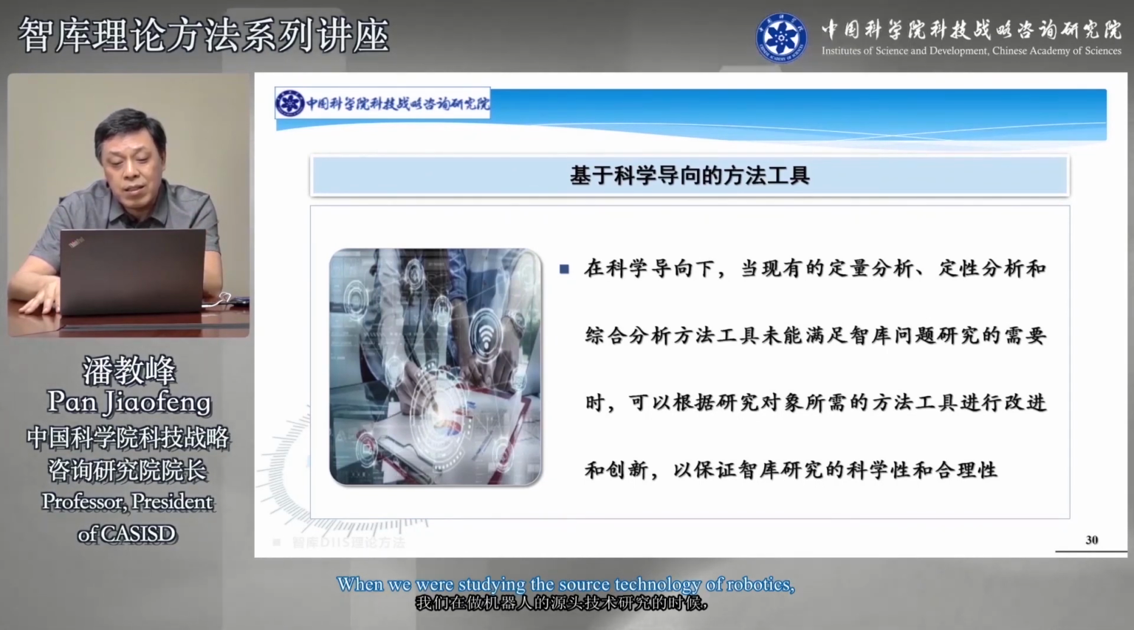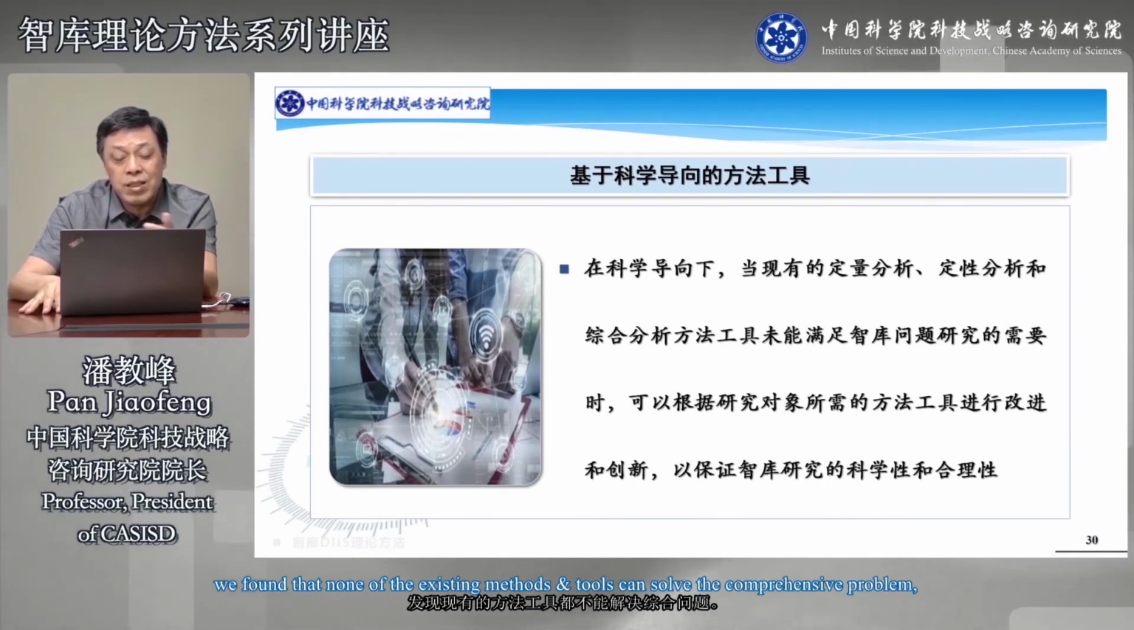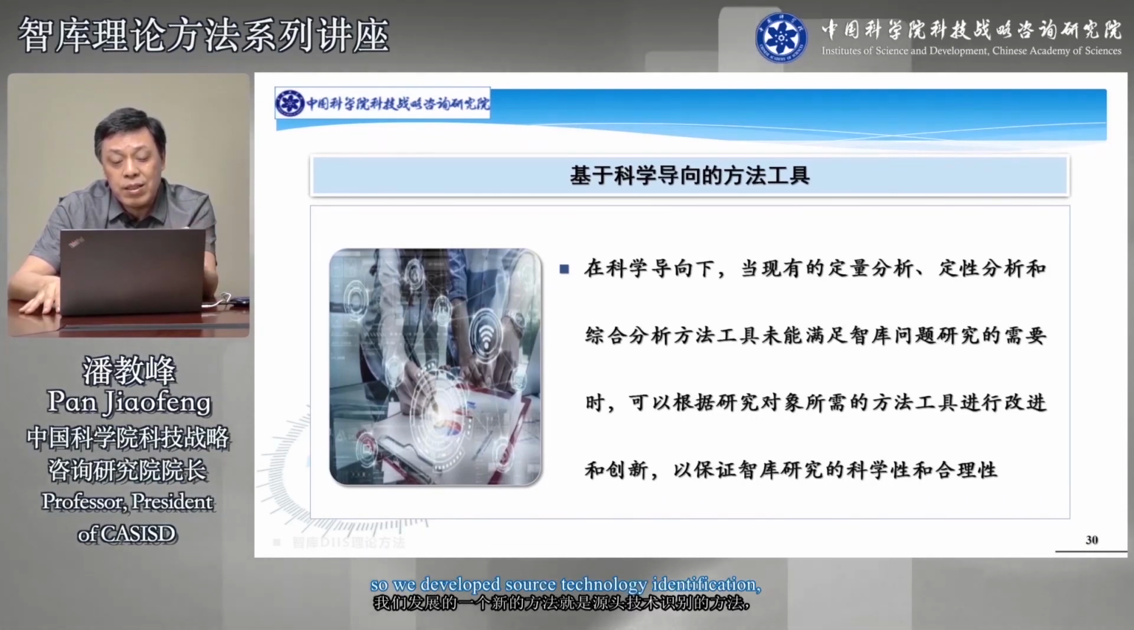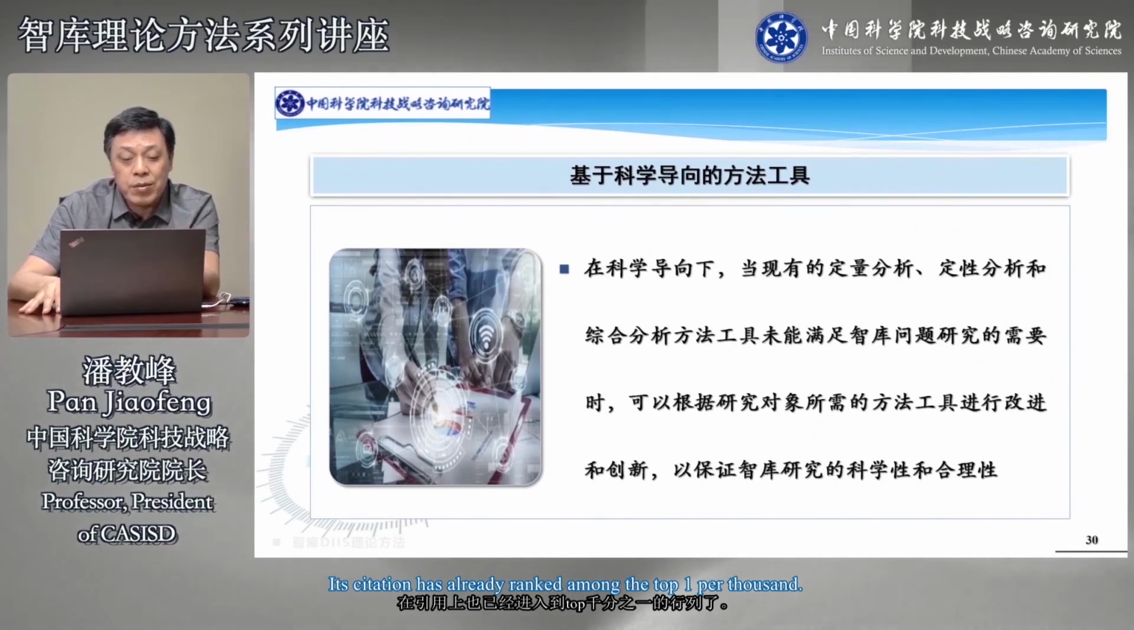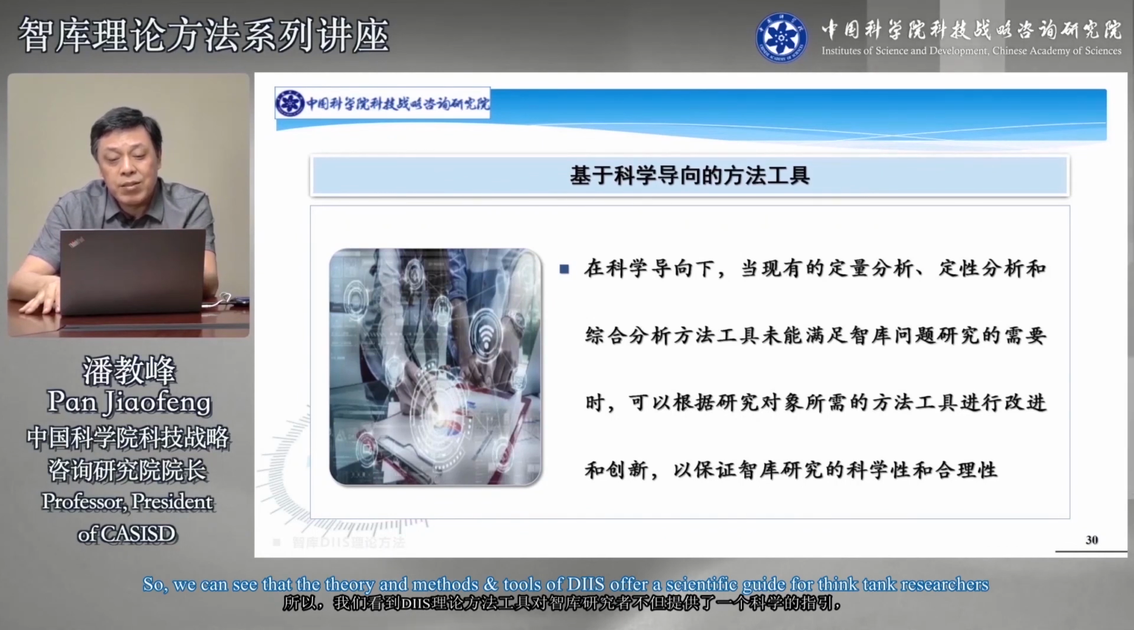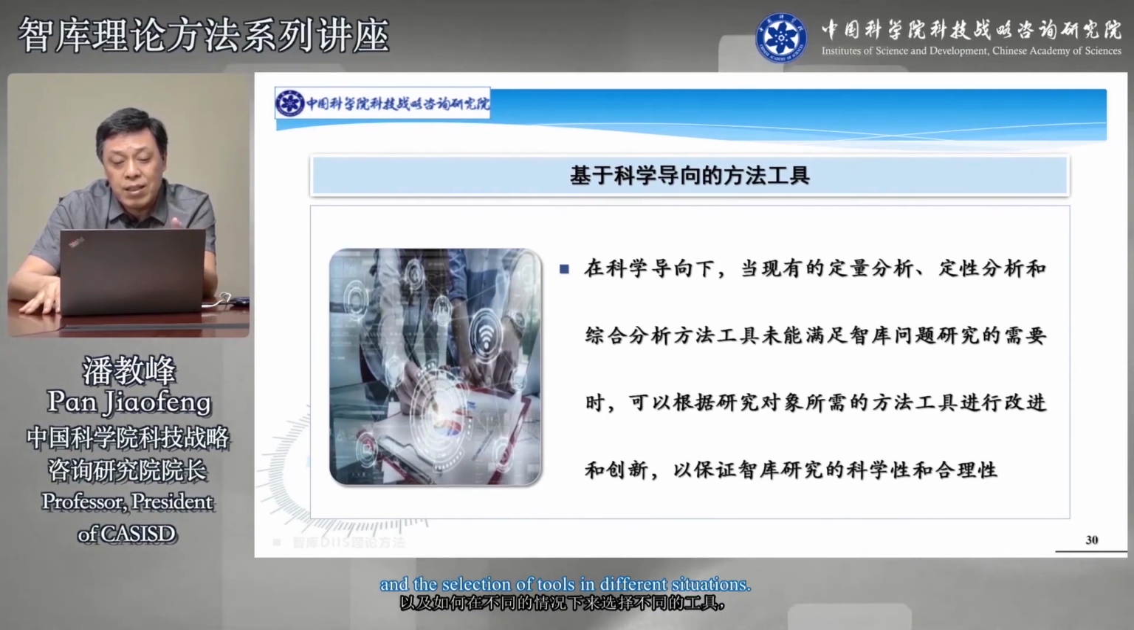When we were studying the source technology of robotics, we found that none of the existing methods and tools can solve the comprehensive problem. So we developed source technology identification, which caused a great response when it was published internationally. Its citation has already ranked among the top 1 per 1,000. So we can see that the theory and methods and tools of DIIS offer a scientific guide for think tank researchers and the selection of tools in different situations.